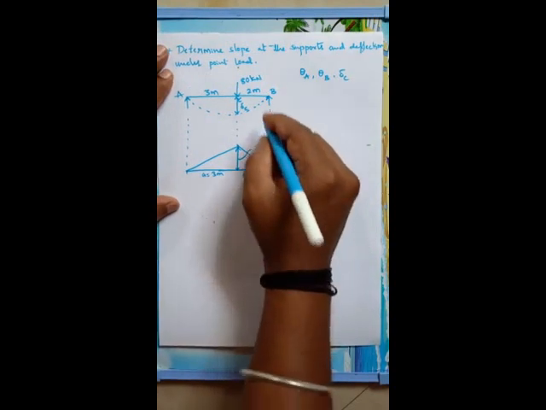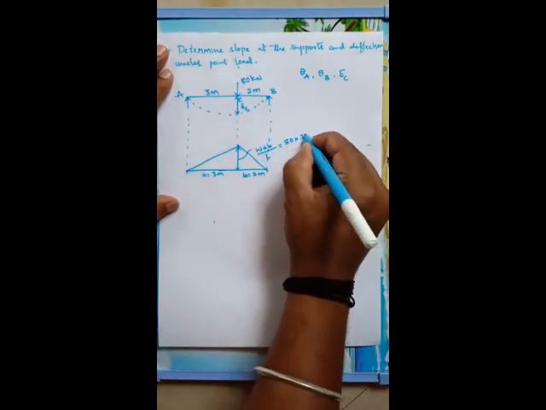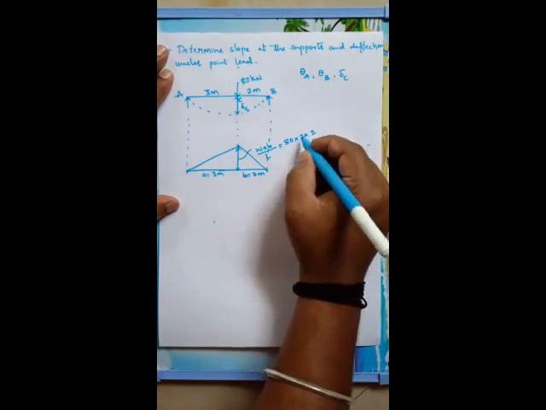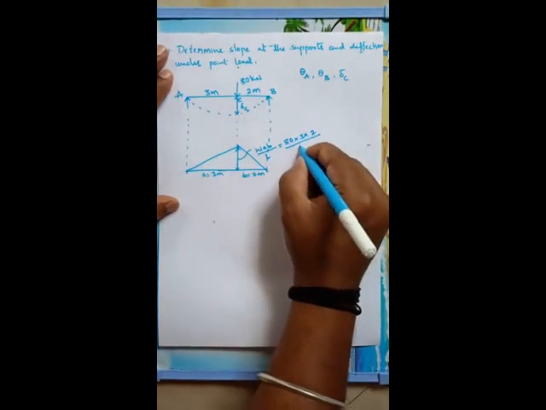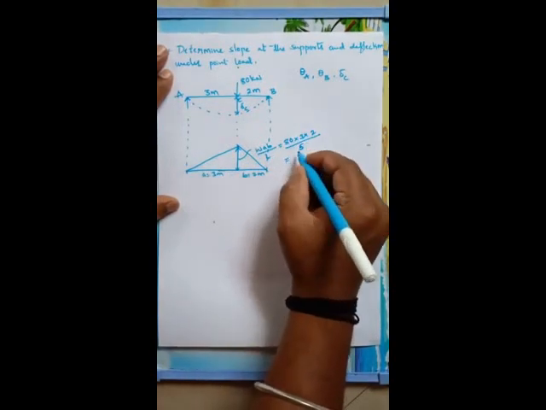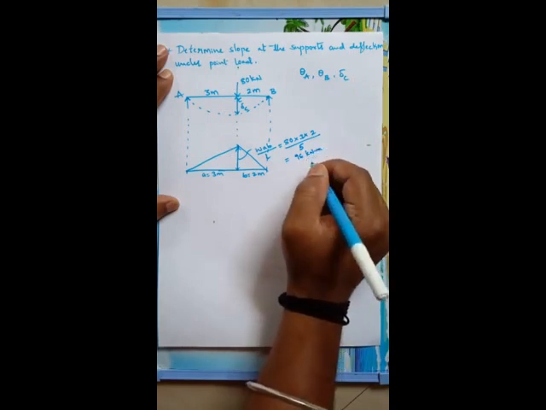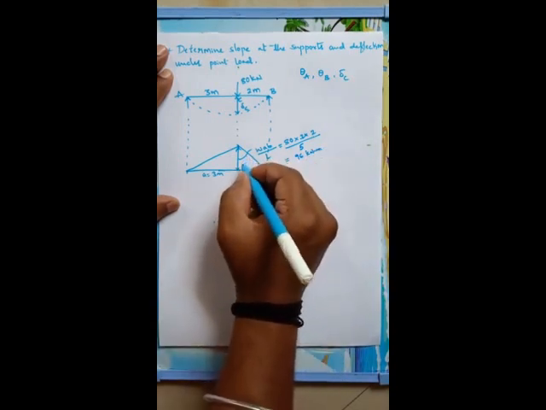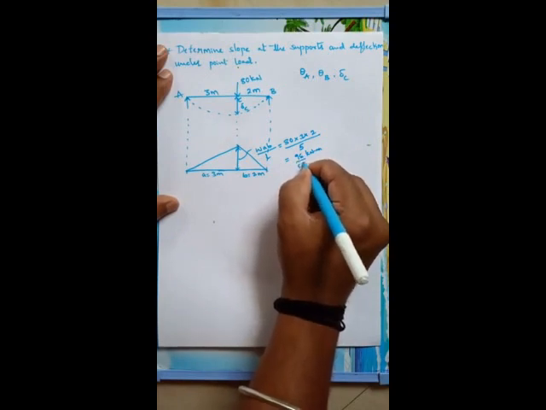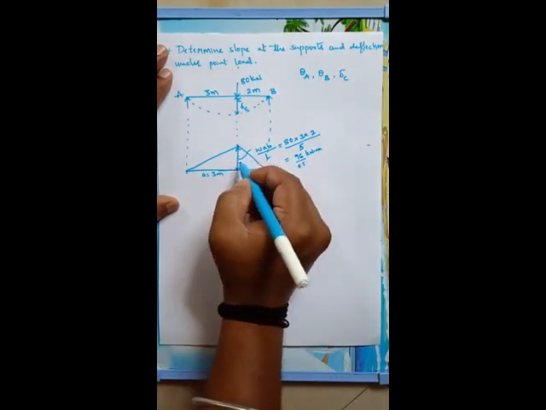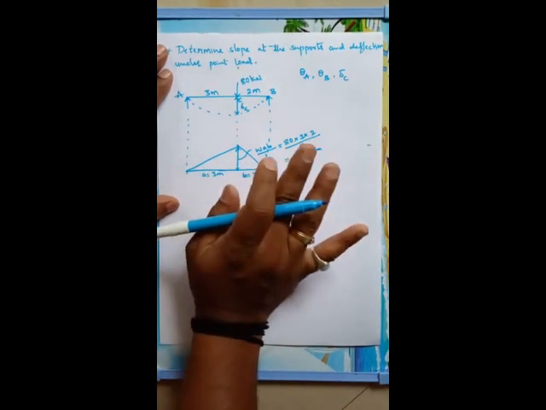This is standard. W is how much? 80. So 80, A is 3 meters and B is 2 meters, divided by total L. L is 5 meters. If you simplify this, you will get 96 kilonewton meter. But what we want is the M by EI diagram. So it will be 96 by EI. So this height will be 96 by EI. Is that okay? This is the M by EI diagram.